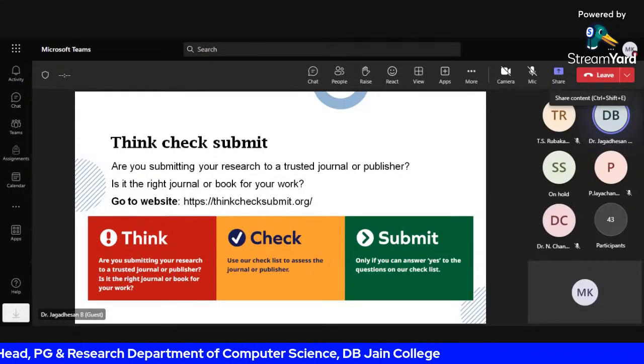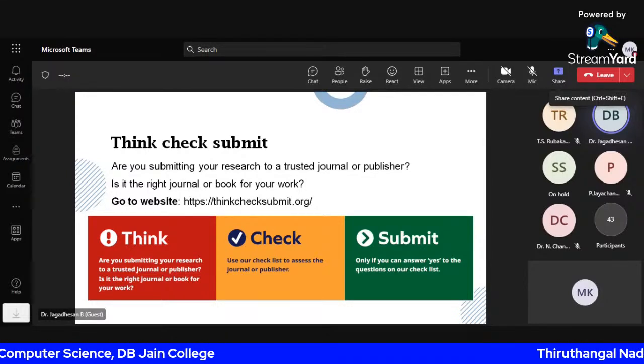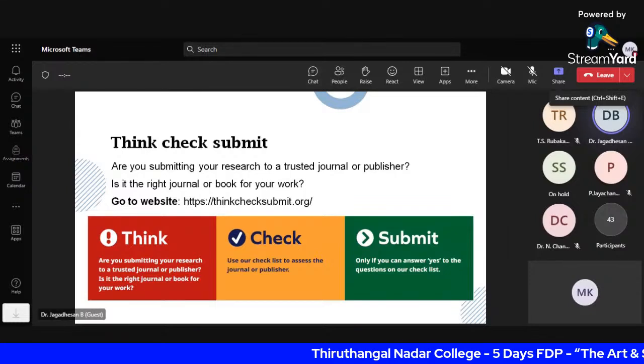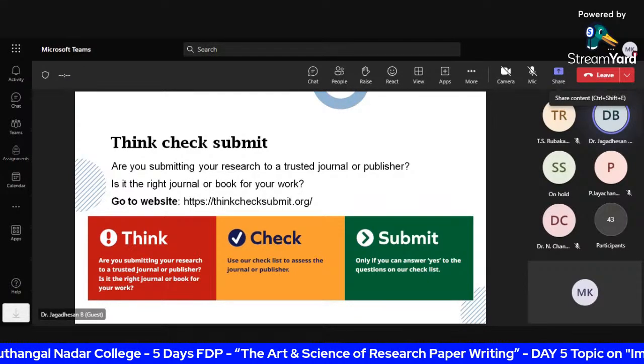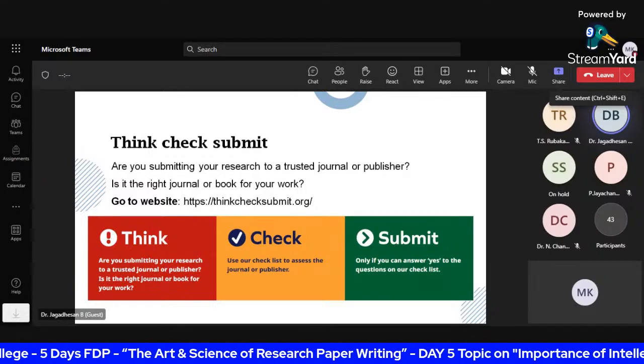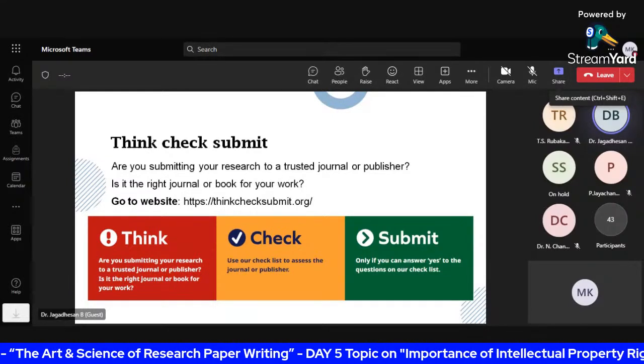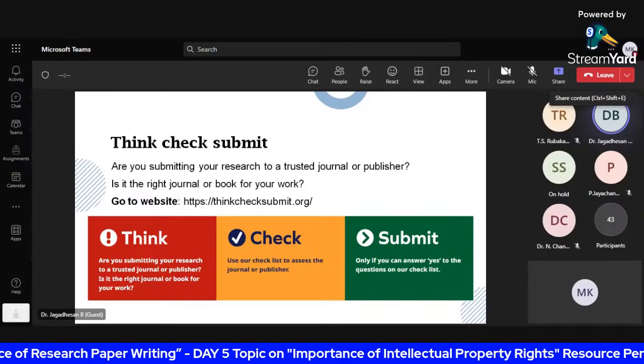Are you submitting your research to your trusted journal or publisher? Is it the right journal or book for your work? Then use your checklist to assess the journal or publisher and submit. Only if you answer yes to the questions on your checklist should you submit and publish your paper in the reputed journal or reputed book.